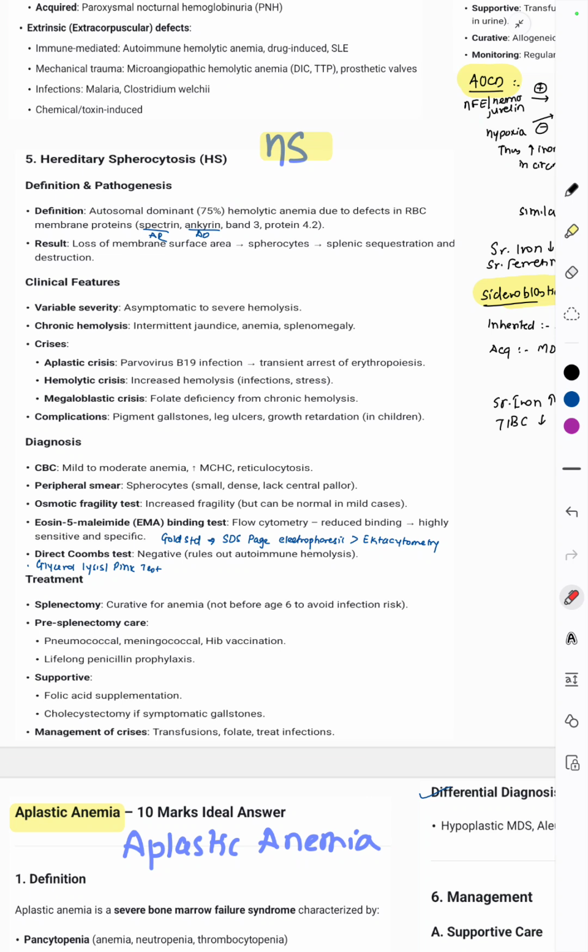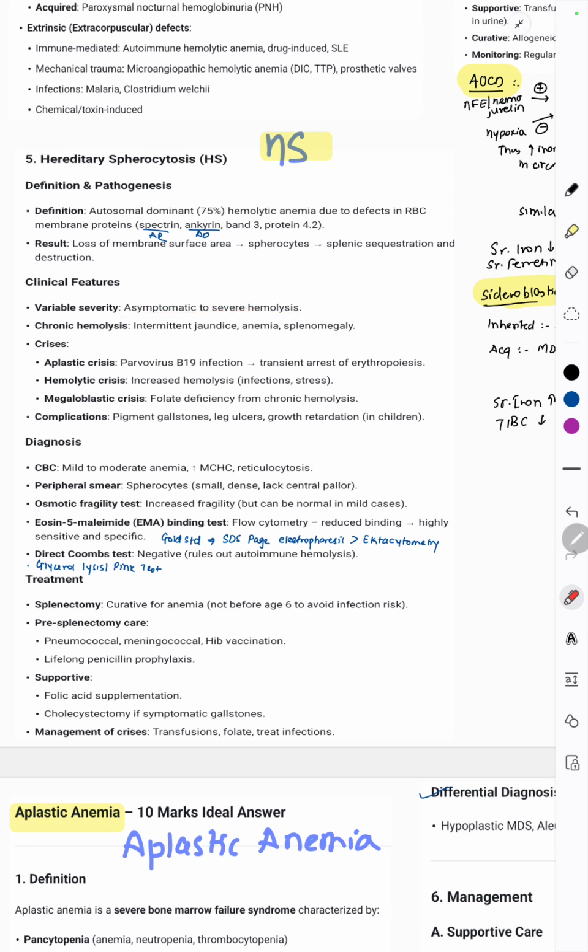The result, because of the loss of RBC membrane surface area, is that all these RBCs, which are normally biconcave in shape, turn into spherical shape, that is spherocytes, and that will lead to sequestration inside the spleen, that is splenic sequestration and destruction. Clinical features will be of variable severity, from asymptomatic to severe hemolysis.